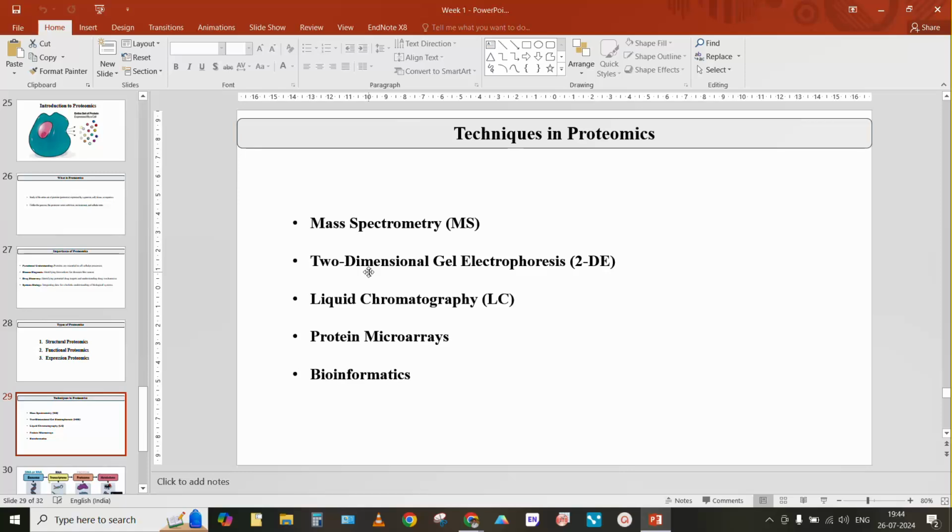And the fourth one is protein microarrays. These are high throughput platforms that can detect and quantify protein interactions, modifications, and their functions. They are used in functional studies and biomarker discovery. And the last is bioinformatics. The large data sets generated in proteomics require sophisticated bioinformatic tools for data analysis and interpretation. These tools help in protein identification, quantification, functional annotation, and pathway analysis as well.